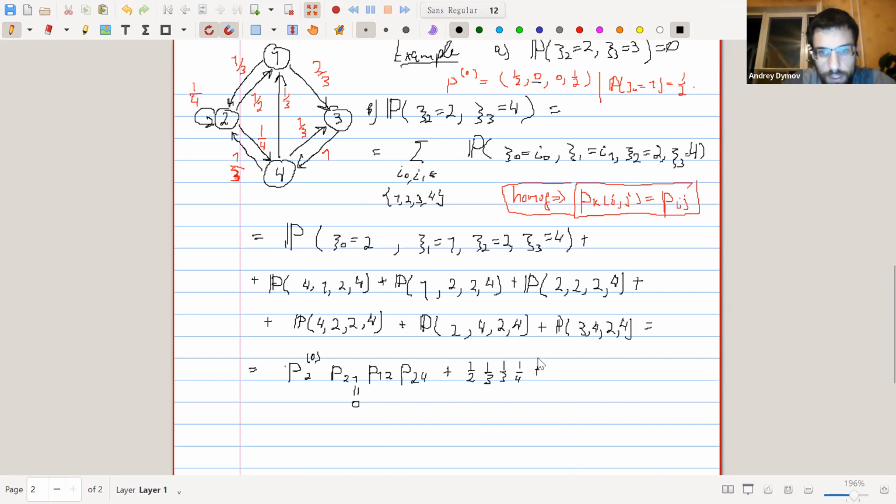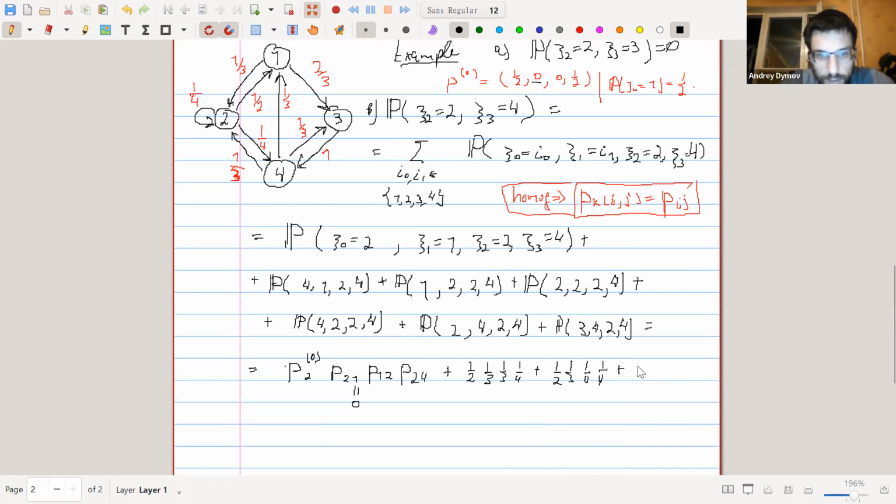So to be at site one at the initial moment of time, this is one half. Then to go from site one to site two, this is one third. Then from two to two, this is one fourth, and from two to four, this is also one fourth. Then plus this probability, which is zero because the initial probability is zero. This probability, oh, it is again non-zero, unfortunately.